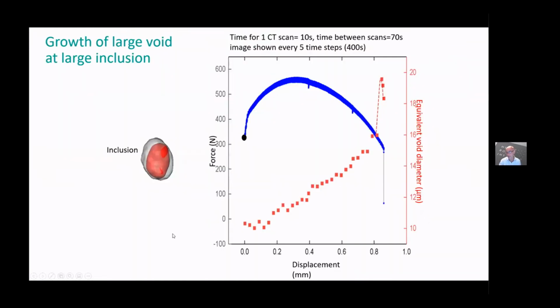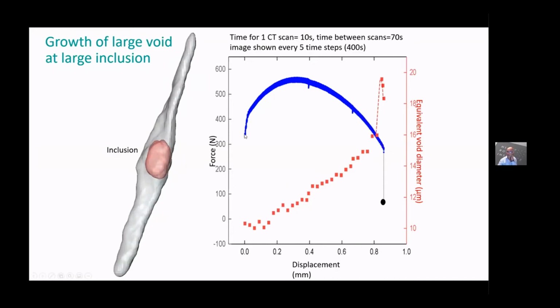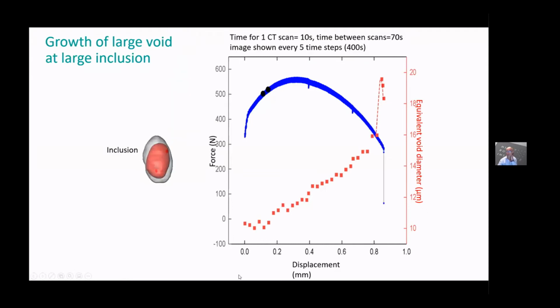So again, we were able to do a fast acquisition. Here we're doing 3D imaging, and you'll be able to see as straining proceeds, you'll see the void, which is in gray, forming around the red inclusion. And you can see the void becomes incredibly elongated as straining proceeds. So the blue shows the tensile curve, the red shows the size of the inclusion. And if I just repeat that, you'll see the growth and extension of that void.